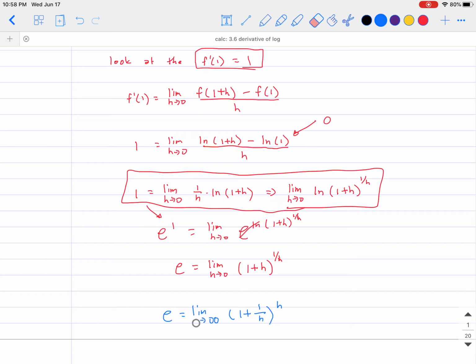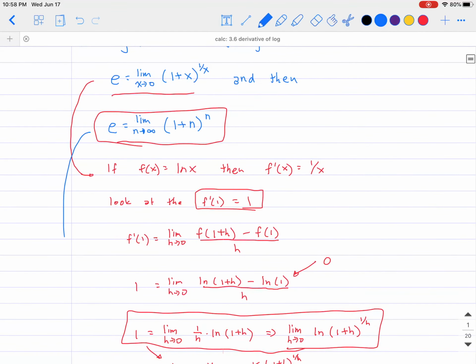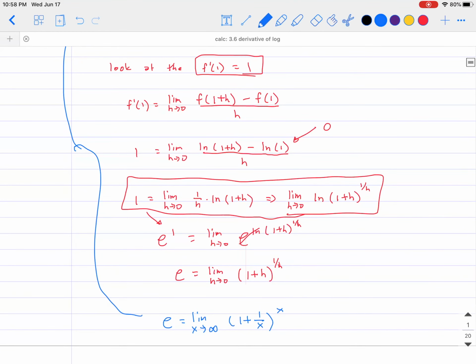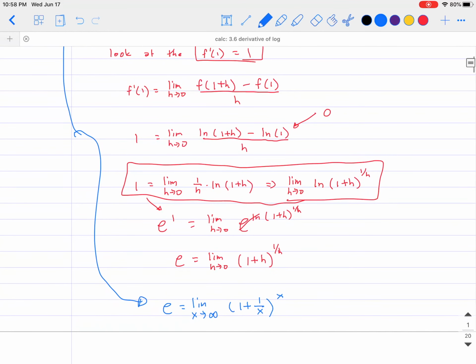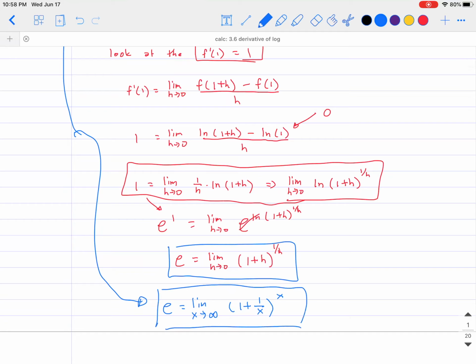Instead of saying h, let me go ahead and replace my variable so that it's going to be, say, x. So what I want to prove right now is that e is equal to the limit as x approaches infinity of (1 plus 1 over x) raised to the x power. Basically, just going back over here, instead of saying n, I'm going to say x. Same idea. Looking at what we just proved earlier and what we want to prove right here, you only have to take one small step.